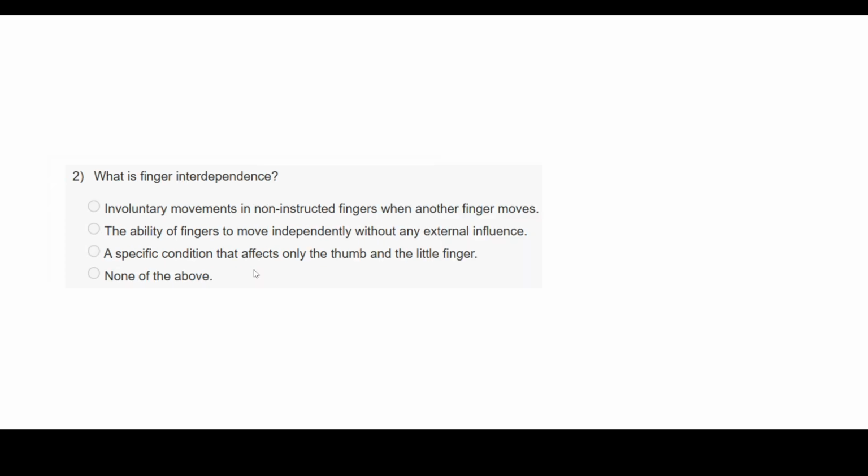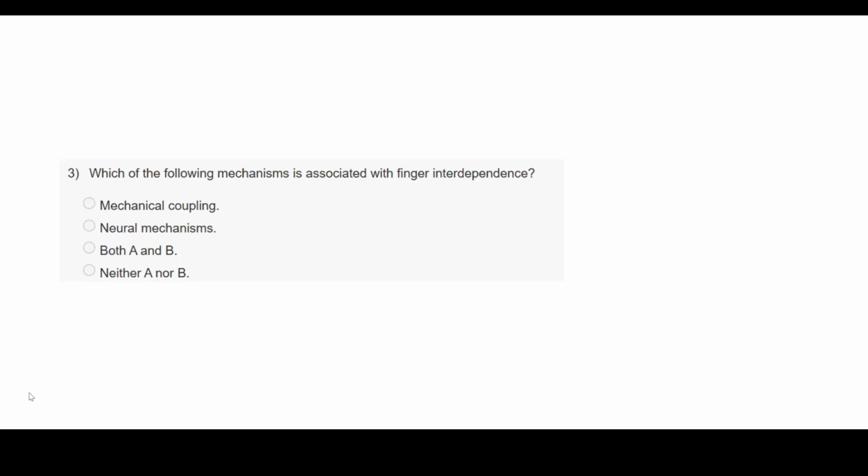Coming to the second question, what is finger interdependence? Involuntary movements in the non-instructed fingers when another finger moves, ability of fingers to move independently without any external influence, a specific condition that affects only thumb and little finger, or none of the above. The answer is A, involuntary movements in the non-instructed fingers when another finger moves.